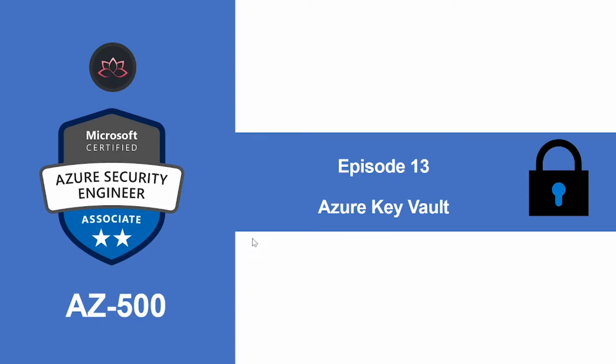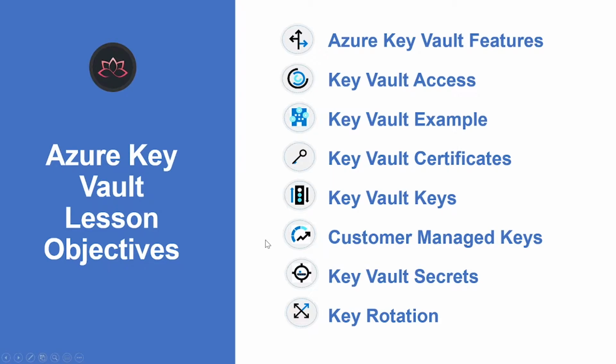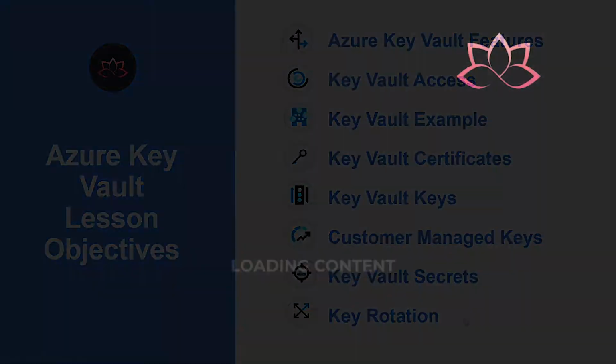In this video, we're going to talk about Azure Key Vault. Let's have a high-level look at the things we are going to learn in this video. We will start with understanding what Azure Key Vault features are, then how you can access Azure Key Vault, some of the examples on how you can use the Azure Key Vault, and we will understand about certificates and how you can manage the keys within the Key Vault, and we will learn about some of the concepts called Key Vault secrets and rotation as well. So without wasting any more time, let's get into it.